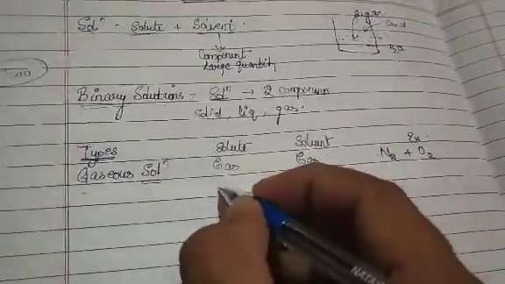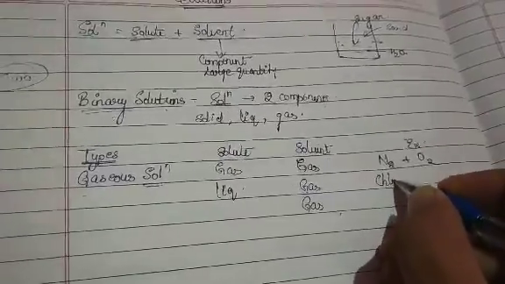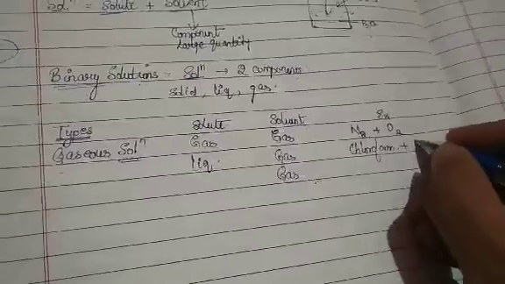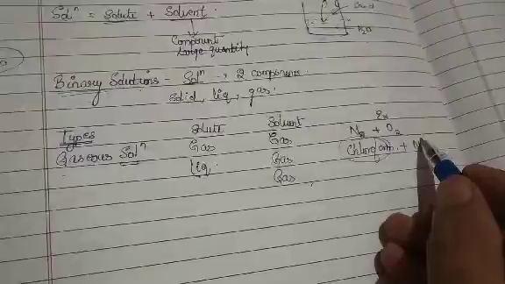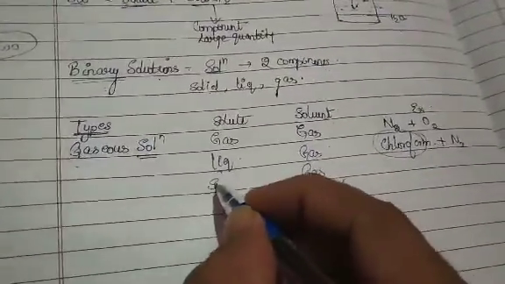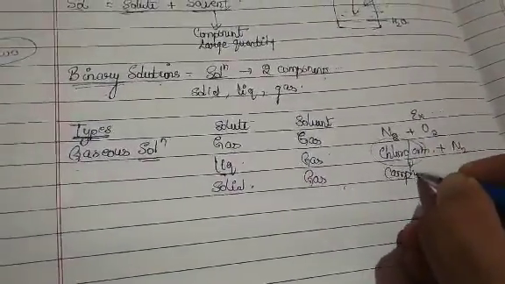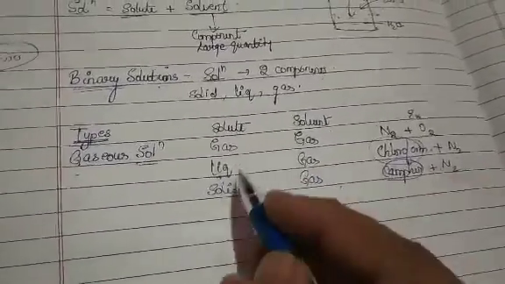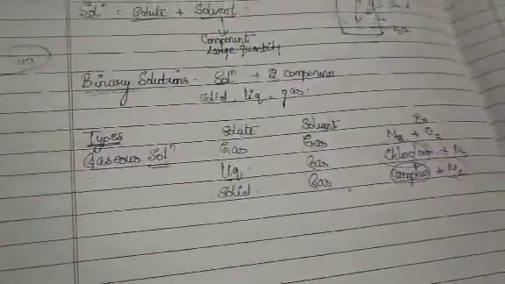Coming to liquid in gas, we can take chloroform, CHCl3, with nitrogen gas. Your chloroform is the solute in the liquid phase, and the nitrogen in the gaseous phase acts as the solvent. Of course, the other part, solid in gas: you can say camphor in nitrogen. Your camphor will be in the solid state and the nitrogen will exist as a gas, acting as the solvent.